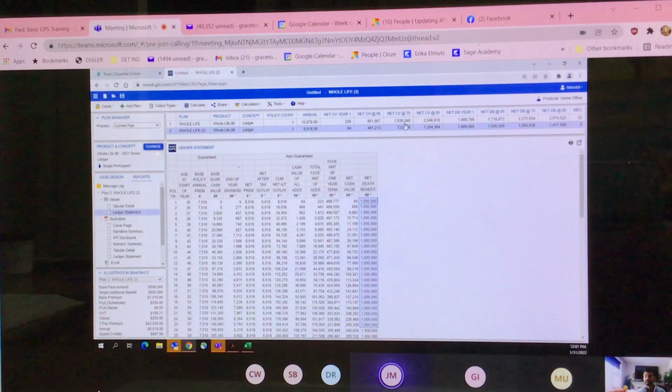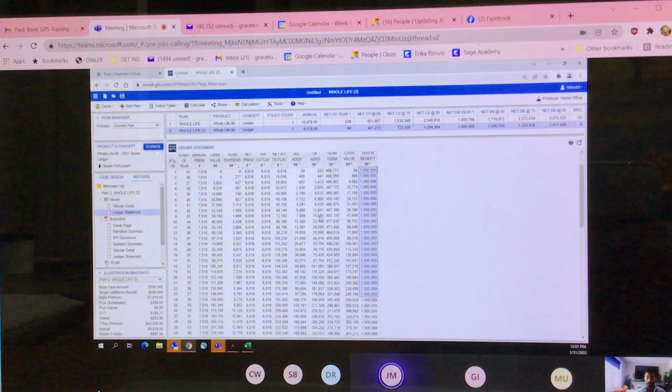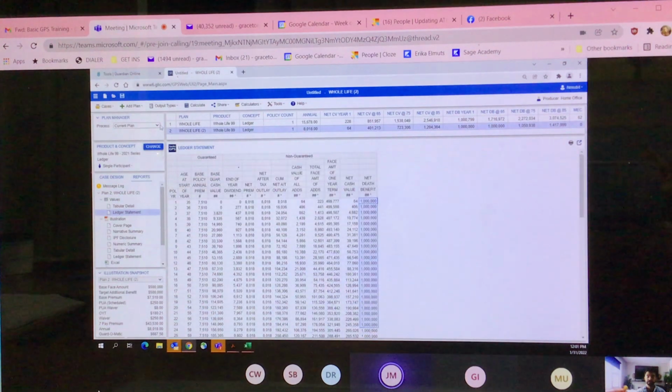But looking at the cash value, looking at how the net cash value is impacted, obviously we're paying a lot less, but we also have the cost of insurance to contend with. We have less than half of the cash value at age 65, 75, or 85. So that's going to be the difference there.